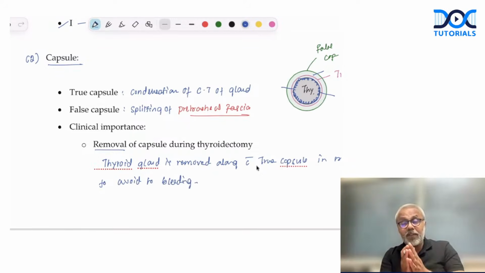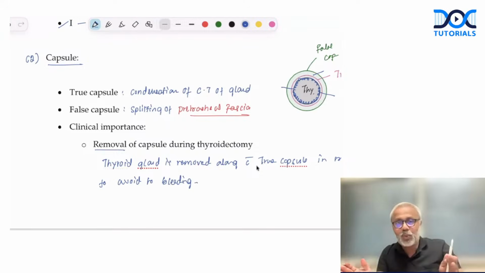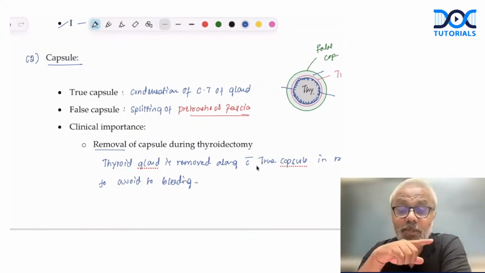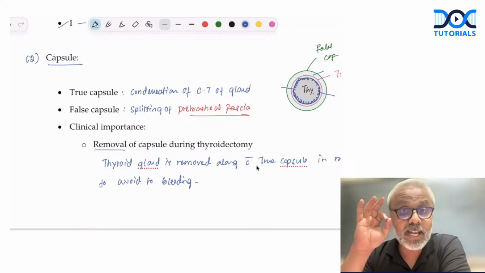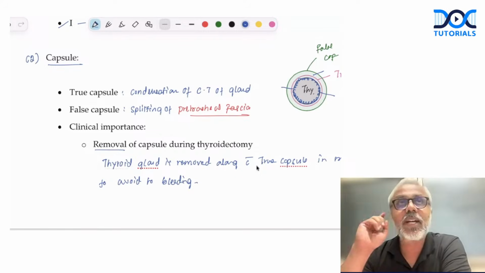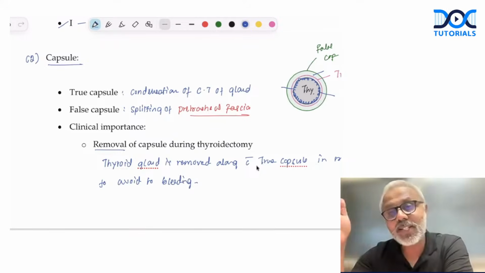So you want to prevent bleeding. When you try to separate the true capsule from the thyroid gland, this venous plexus can bleed, so you don't touch it. This is exactly opposite in case of prostate. Now, this is an examiner favorite question. What they ask is, how is this different from prostate?